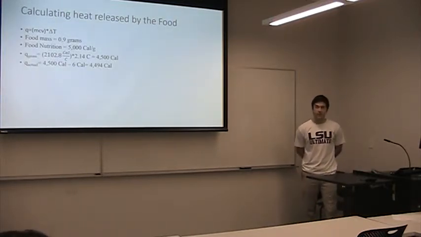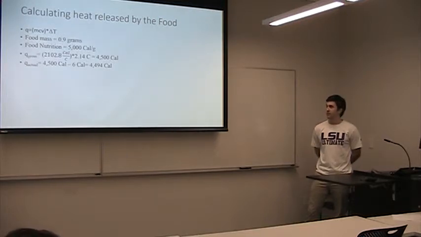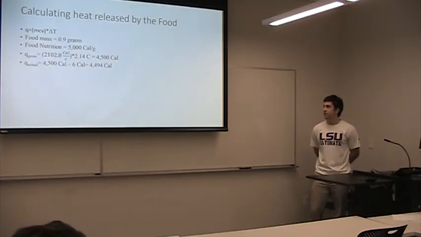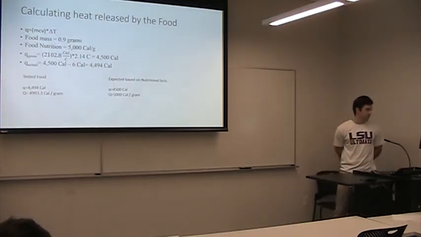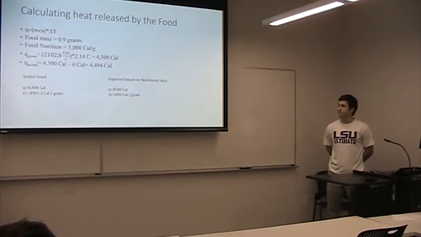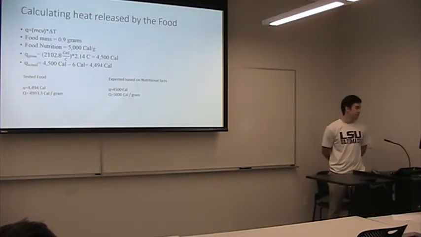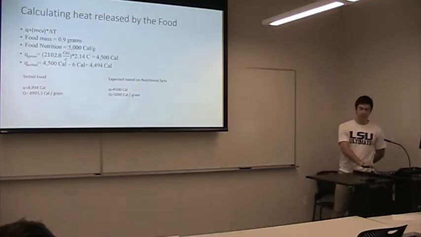Multiply that by the change in temperature to get back to your gross heat that will be released from the sample, and then adjust for what was consumed of the wire during the explosion, and that came out to be just under 4,500 calories. Compared to what we expected from the tested food, it was just a hair under the 4,500 for the heat, which is right in line with what we expected from the nutritional facts. The same goes for the calories per gram that was consumed at the bottom there.